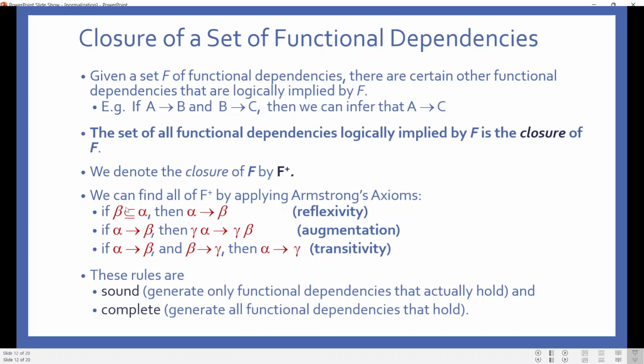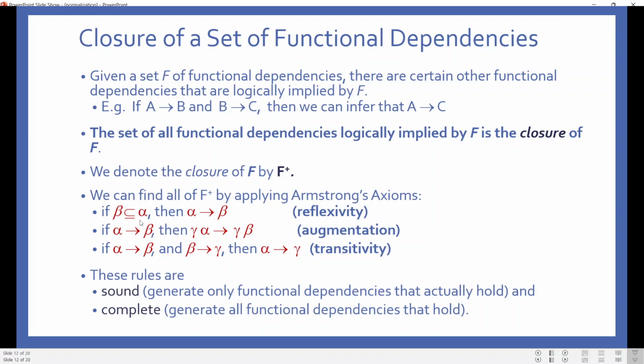The first one is, if beta is a subset of alpha, that means beta is included in alpha. So if you know alpha, you can easily determine beta. By knowing the value of alpha, you can find the value of beta. This property is called reflexivity.